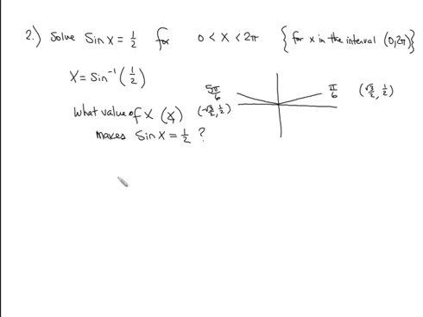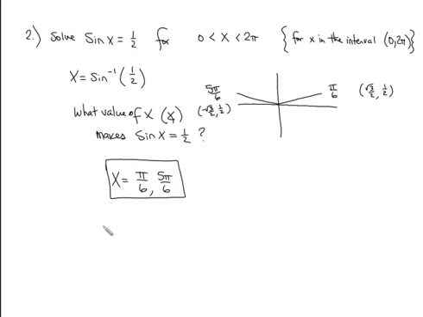And so our answer then is going to be x is equal to pi over 6 and 5 pi over 6, and you're just going to list the answers out. That's the solution to this problem. So if we want to solve sine of x equals a half, this is what we get. Pi over 6, 5 pi over 6.